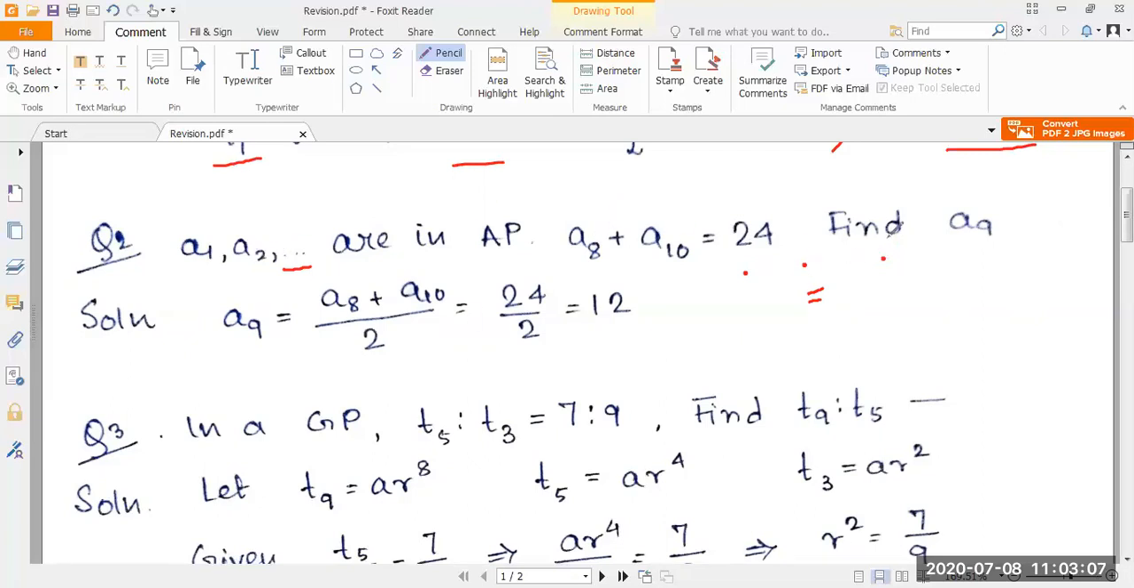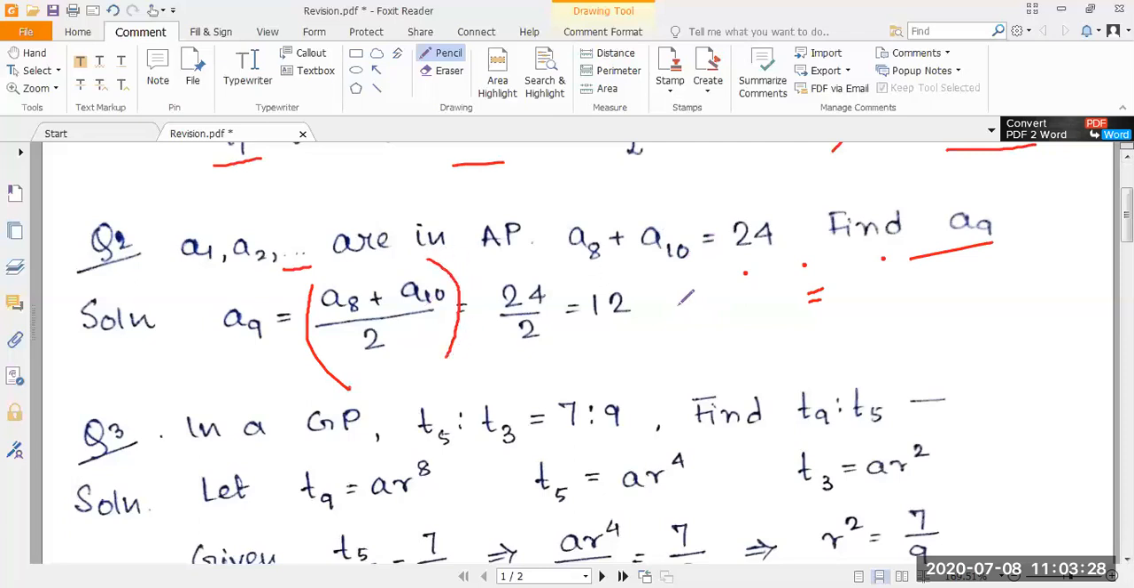So by the sum, A8, A9, A10 are in arithmetic progression. So this part of the condition is met already. That means A9 can be regarded as the arithmetic mean of A8 and A10. And if that is the case, which is true in fact, A9 can be expressed as A8 plus A10 by 2.